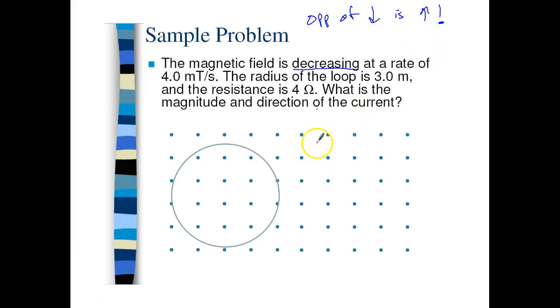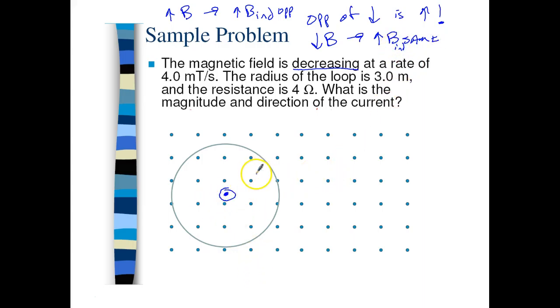You have to remember that. So now our induced magnetic field here is actually in the same direction. Remember, if I have an increasing magnetic field, then I will have an induced magnetic field in the opposite direction. Okay, so we'll put opposite. If I have a decreasing magnetic field, then I will have an induced magnetic field in the same direction. So this is my induced magnetic field, and it should go in the same direction.